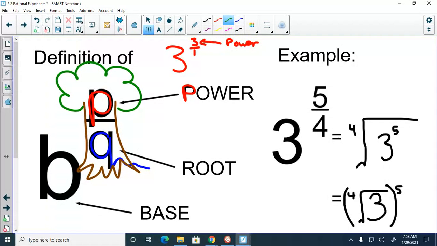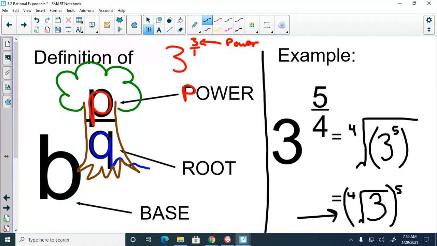So when you look at my example over here, on this side of the board, we've got 3 to the fraction. All that means is to the 5th power, but the 4th root. And it doesn't matter which order you do those two ideas in. So you could do 3 to the 5th on the inside here, with the 5th power, and then take the 4th root of the answer. Or you could do the 4th root on the inside, like I have down on the bottom, and then take that to the 5th power.